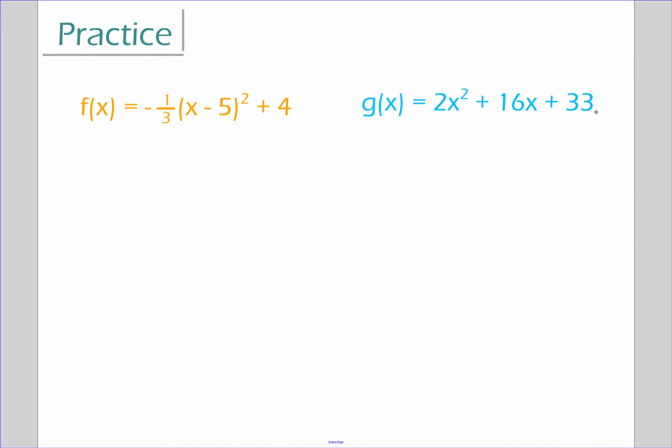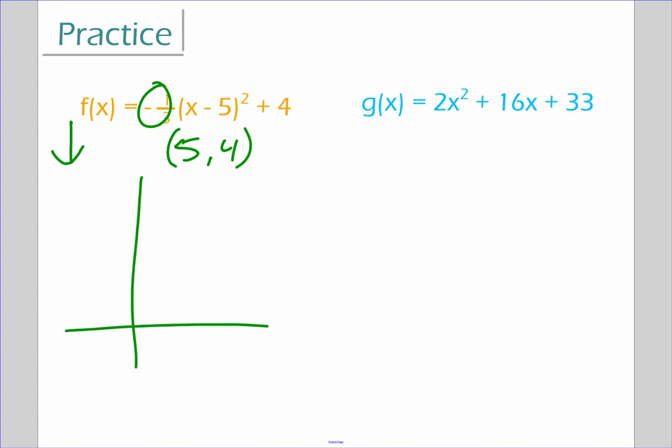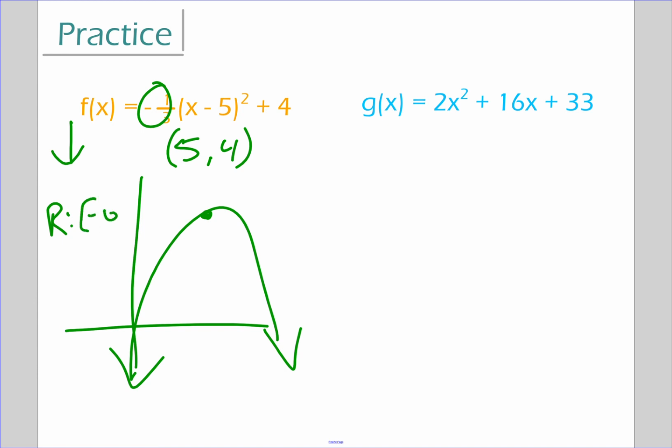All right, another practice problem. For f of x, it's already in vertex form, so there's lots that we already know about it. I know that the vertex is at the point 5, 4. I'm taking advantage of the transformations here, right? I also know that it's concave down. So whatever the rest might look like, the vertex is some point 5, 4. It's concave down, so I know that this represents a maximum. I could say the range is from negative infinity all the way up to 4. I could say that for sure.